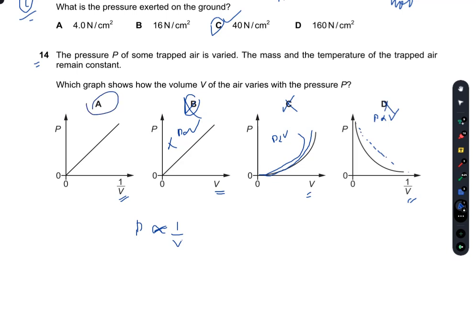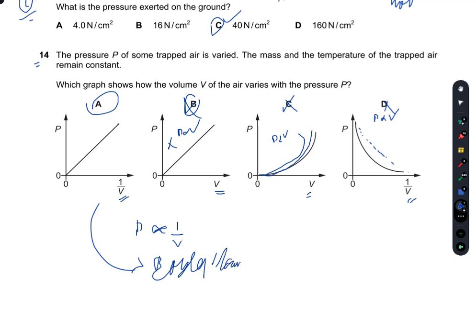A is the best, as A is a straight line graph and there is 1 by volume on the x-axis, so pressure becomes directly proportional to 1 by volume, not volume, 1 by volume, according to Boyle's law.